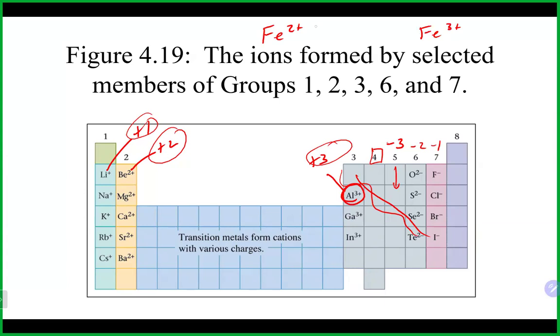And by the way, because they can have different positive charges, we oftentimes will use a Roman numeral to indicate what the charge is. So iron 2 would have a Roman numeral of 2. I'm sorry, a Roman numeral 2 means that the charge is +2. Here the charge is +3, so we would actually call this the iron 3 ion. And the other guy, the iron 2 ion. Again, the Roman numeral indicates charge.